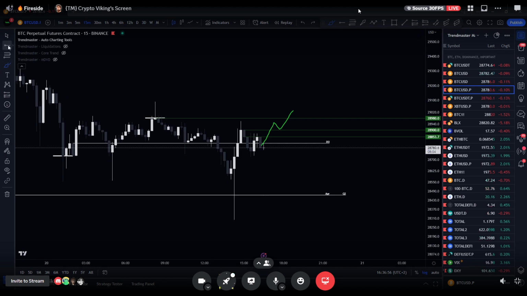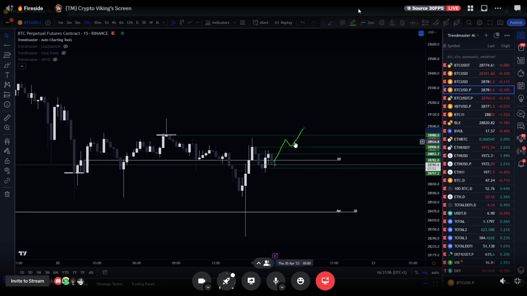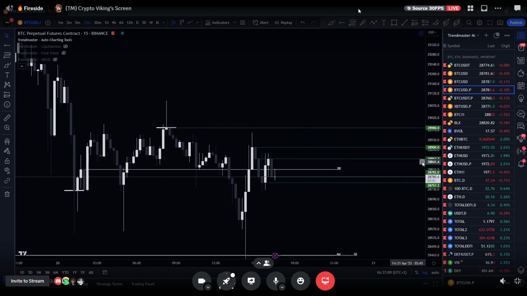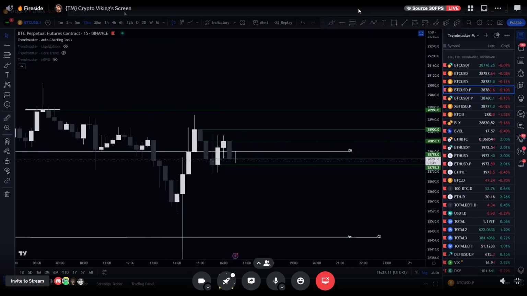What are we doing to the downside? We're testing structure. Almost at it. There we go. We're testing structure, right? These are the 15-minute levels that are important. You've now got some levels for gain or loss.